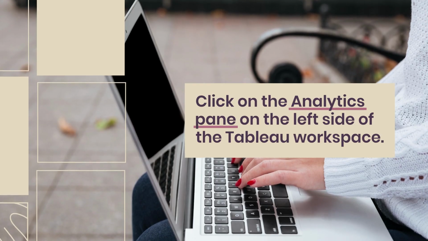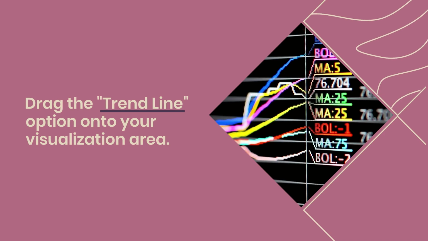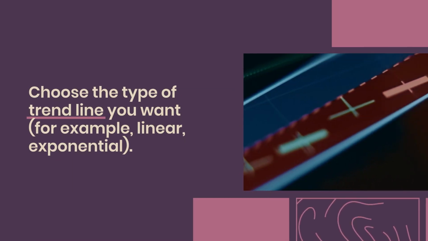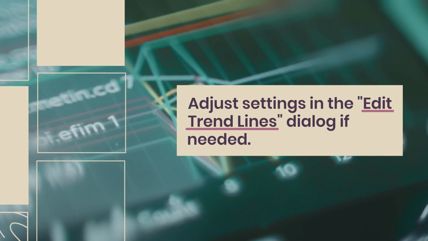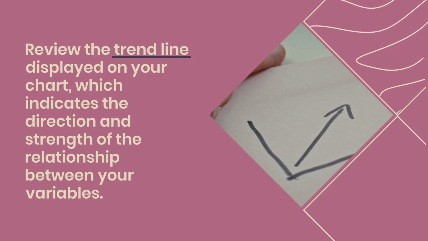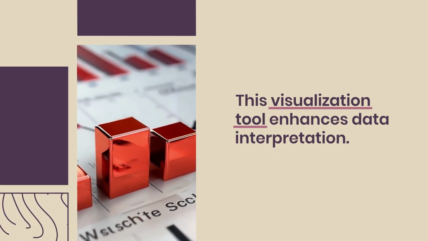Click on the Analytics pane on the left side of the Tableau workspace. Drag the Trend Line option onto your visualization area. Choose the type of trend line you want, for example, linear, exponential. Adjust settings in the Edit Trend Lines dialog if needed. Review the trend line displayed on your chart, which indicates the direction and strength of the relationship between your variables. This visualization tool enhances data interpretation.